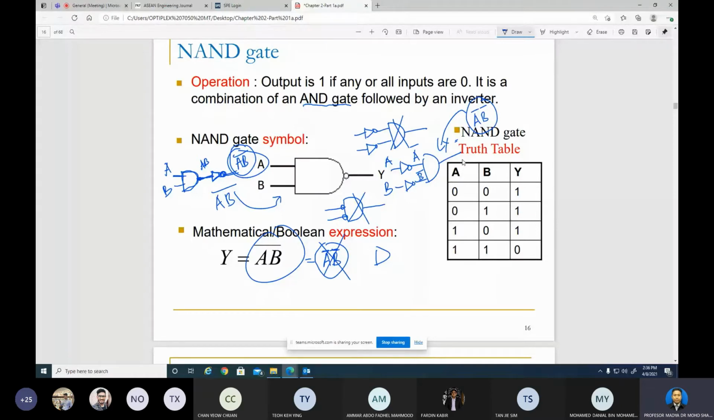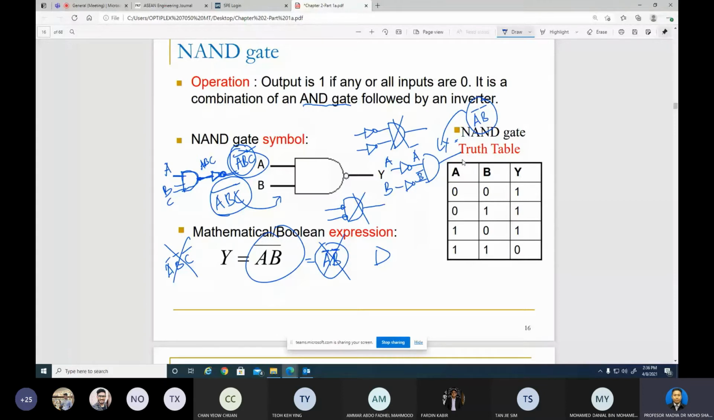Or for example, if you have three inputs, A, B, C, the output here will be A, B, C, then the invert will be A, B, C bar. That means A, B, C bar shares the same bar. You cannot separate it like A bar, B bar, C bar. So this one will be the wrong answer. This is the simple mistake that happened with the previous students.